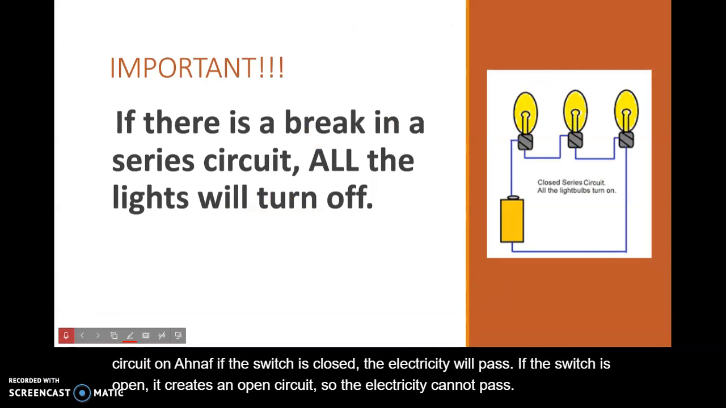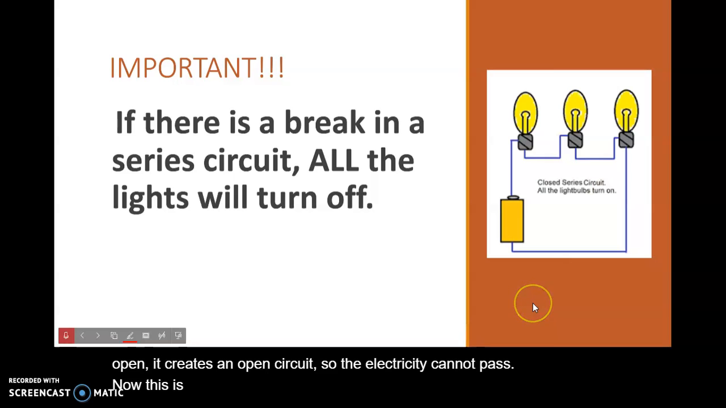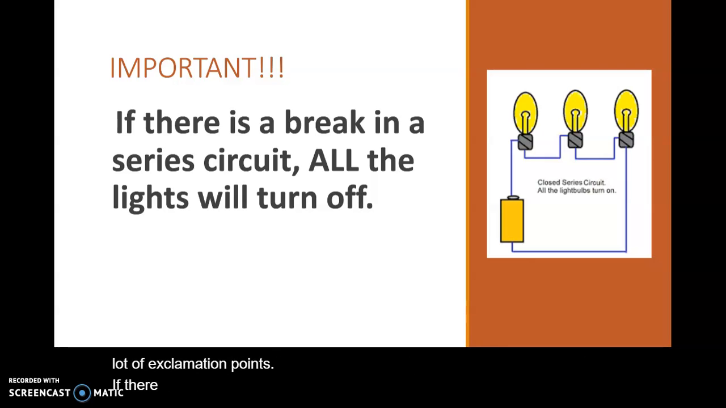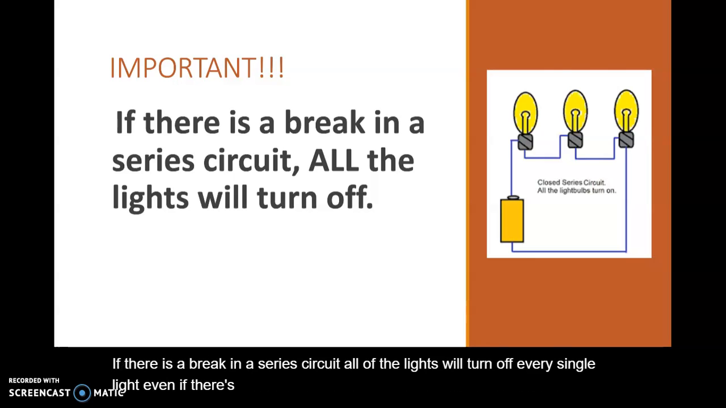Now, this is super important. Make sure you write this down in your journal with a lot of exclamation points. If there is a break in a series circuit, all of the lights will turn off. Every single light, even if there's just one break, all of the lights will turn off.